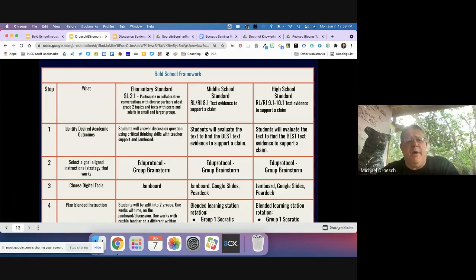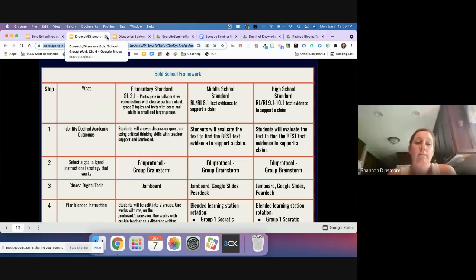And then I can't see the bottom one on that, but I think it's something about how would we measure success? Probably anecdotal records, just taking note of how they're participating, seeing how they do with the questions with text evidence. And then Shannon, do you have anything with the elementary?